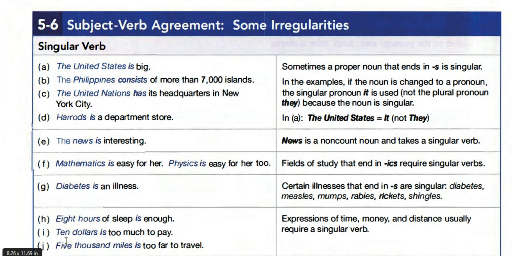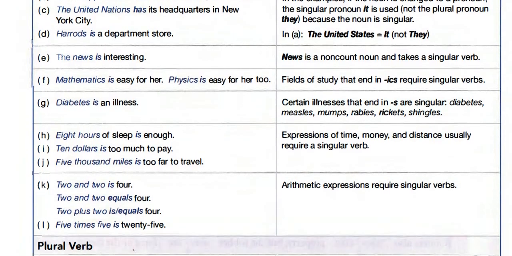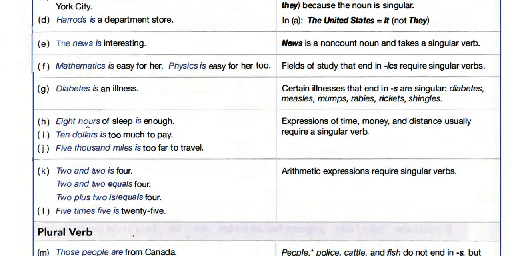We have here H, I, and J. We can look at them one more time. So we have here: 8 hours of sleep is enough. Somebody sleeps 8 hours, and expressions of time, money, and distance usually require a singular verb. So you say 8 hours of sleep is, not are, enough, because the timing is still a singular expression.